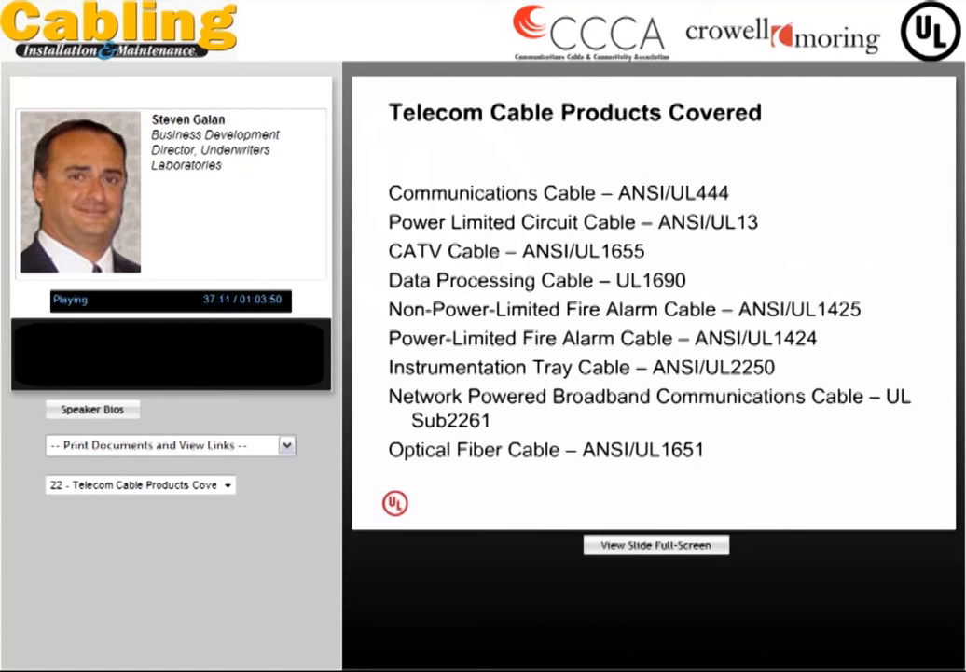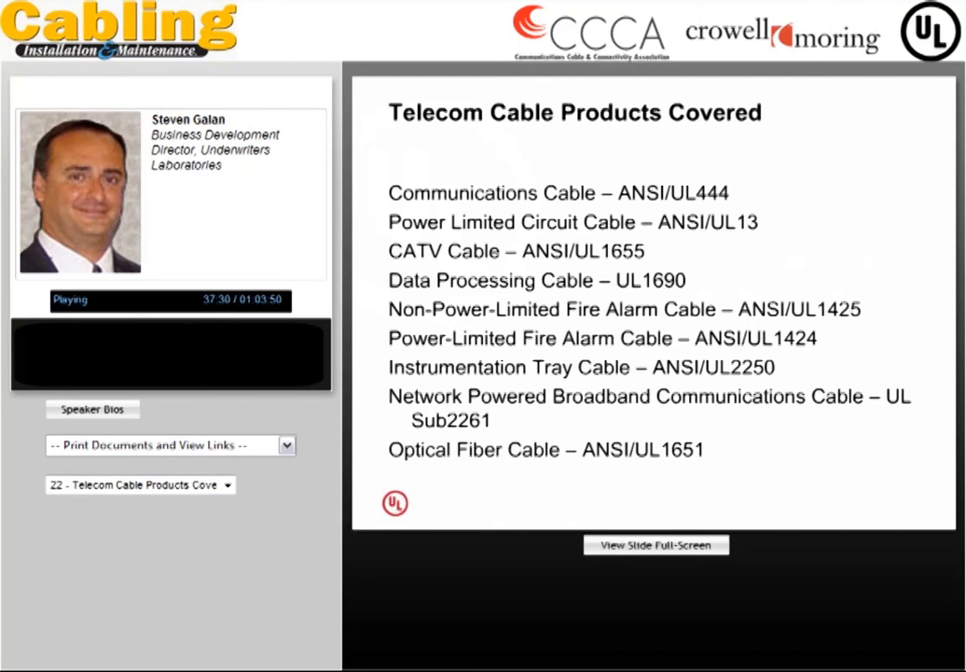Next to each of the products noted on this slide are the standards covering those products. You may have recalled Todd referencing UL 444. There are other standards which cover some of these other products that are considered telecom cables. I provide them here just for your reference, nothing more.